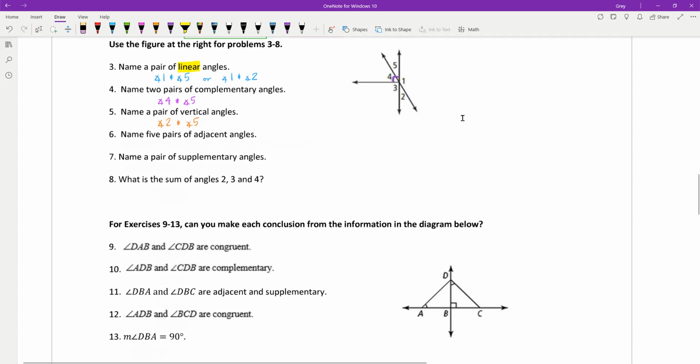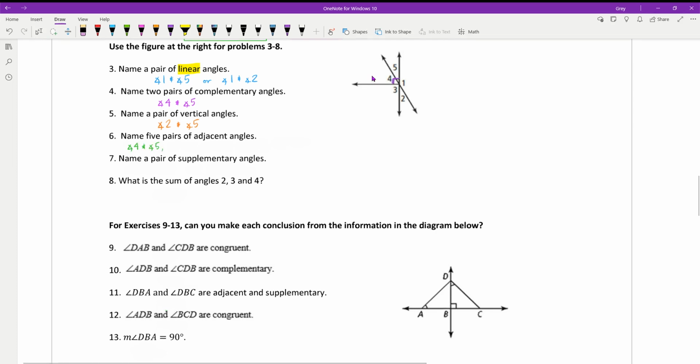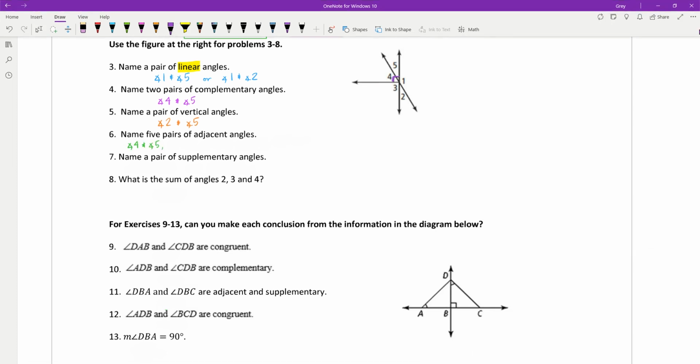5 pairs of adjacent angles. Okay, that's anything adjacent is next to. So if I started with 4, I've got 4 and 5. Then I have 5 and 1. And then I have 1 and 2. And then I have 2 and 3. And then 3 and 4. And those are 5 pairs.